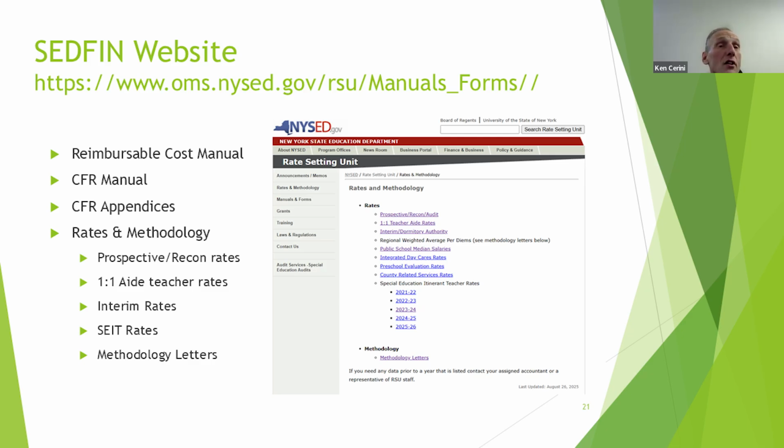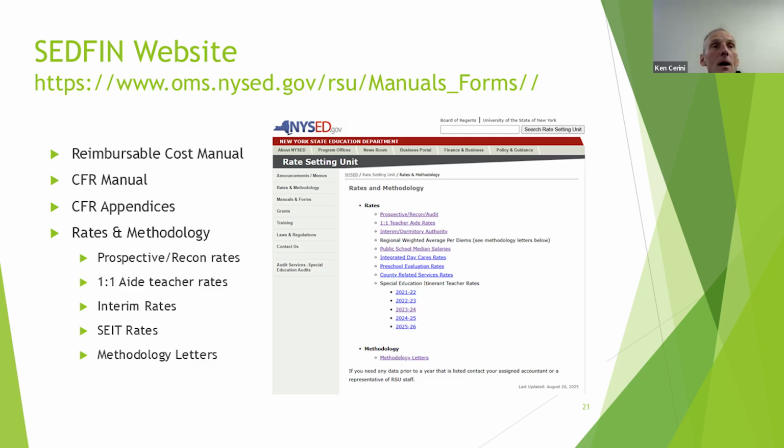Within rates and methodology, you can go in and look at your program. If you know other programs, you can look at any program you want, and you can look up what the current rates are. It goes back many, many years to see what the reconciled rates are, prospective rates, and everything else. So you can get a feel for what's going on and see what's happening with your rates. You've got in here your one-to-one teacher aide rates.